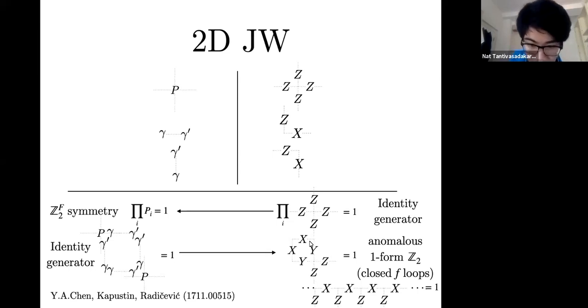So the emergent particles here are, instead of bosons, now fermions, under this gauge theory. And you can think of this also as a one-form symmetry, but it's an anomalous one-form symmetry because instead of being closed loops of E particles, now they're closed loops of fermions.